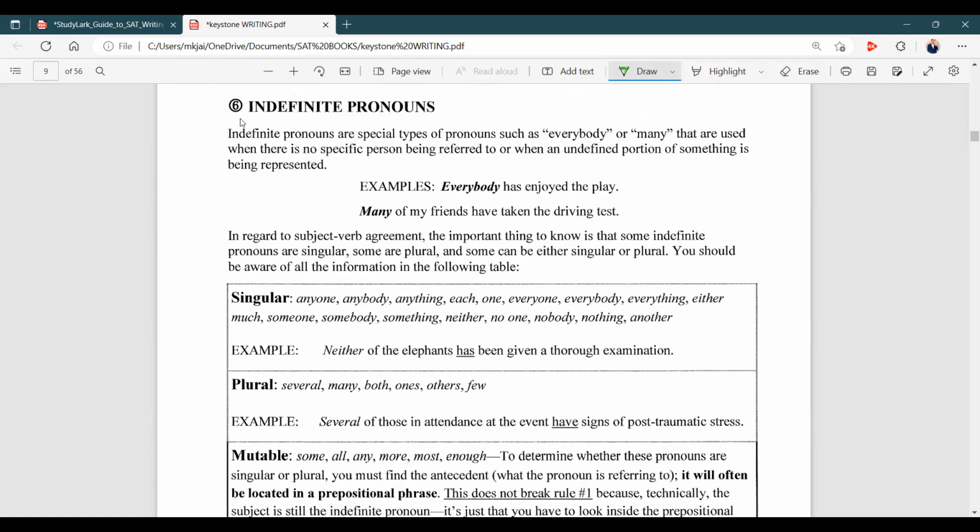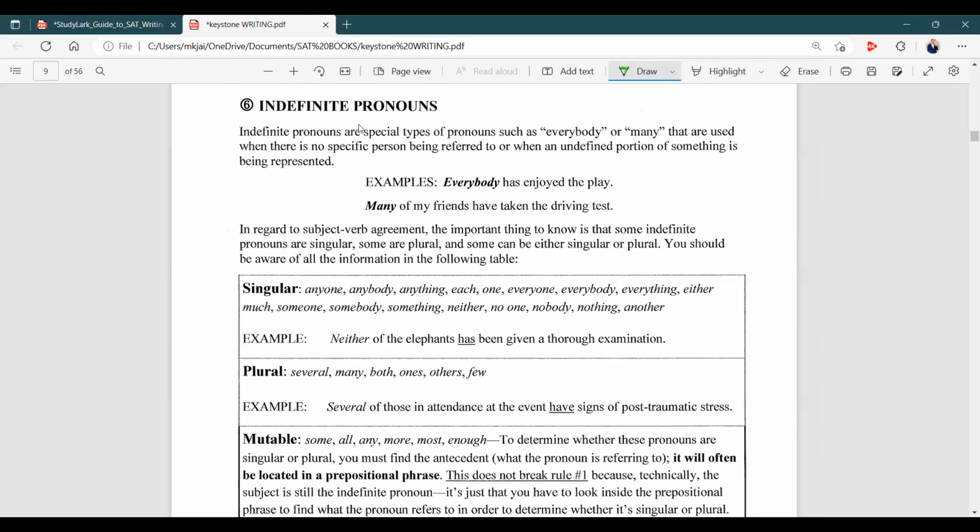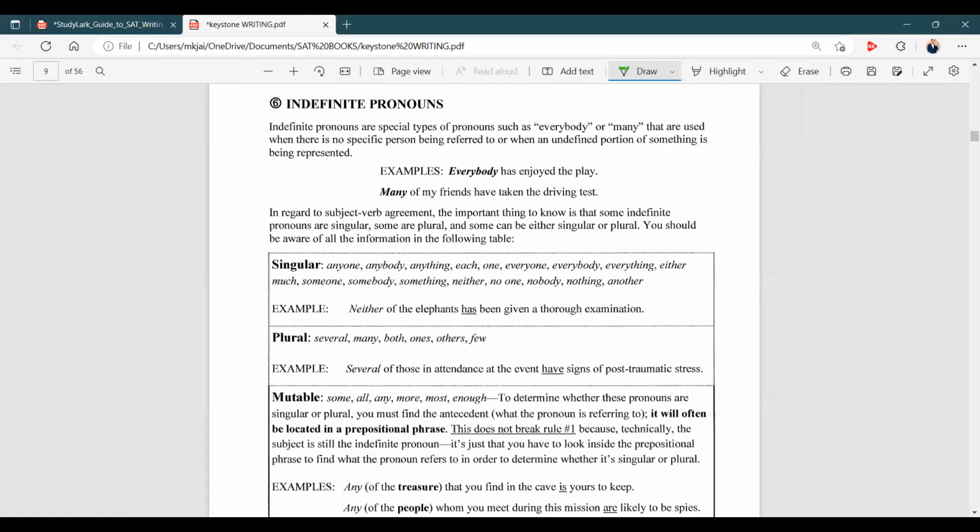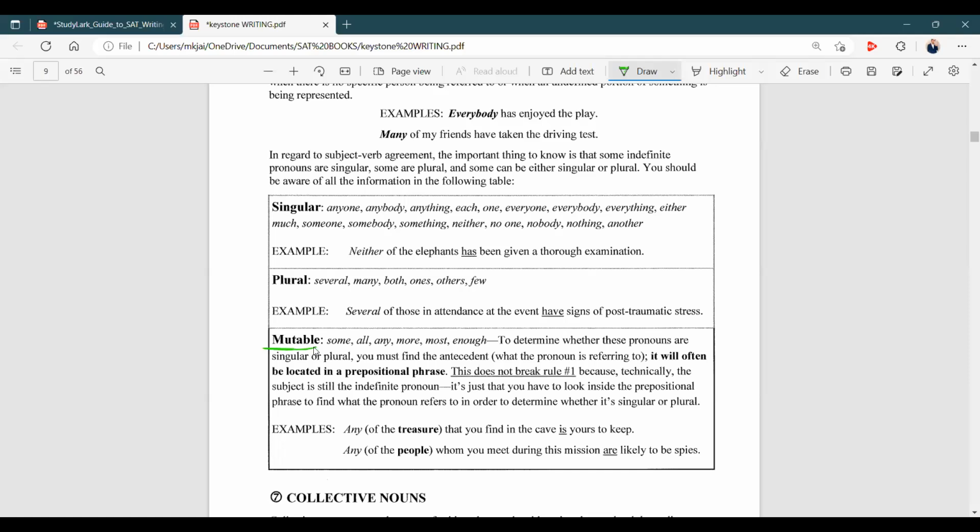So we have a very nice table here that reminds you, we have already discussed this. Still remember? Yes, subjects. I have to consider the noun inside the prepositional phrase. Okay, so that's already discussed. What about singular and plural? I don't think this is new for you.